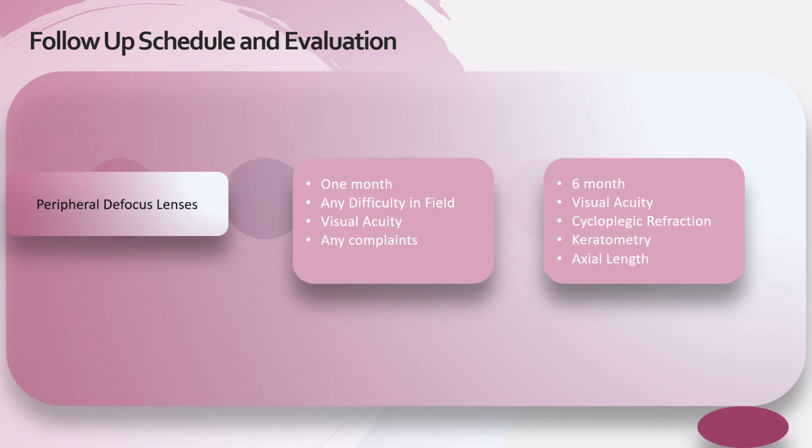Much easier compared to atropine, much more expensive compared to atropine. You have to call them after a month to check if there is any difficulty in visual field, because apart from the central 25 to 30 degrees, it blocks the peripheral rays from focusing on the retina, and makes them focus just prior to the retina, so it reduces the peripheral hyperopic defocus. If there are any complaints, try to look at the fittings. It is basically a fitting problem, because it is very similar to progressive lenses. Again, call them after 6 months and do all the tests that we thought of before that.